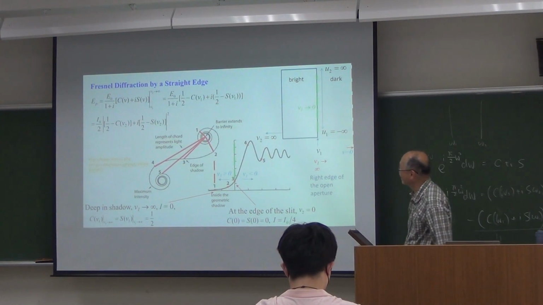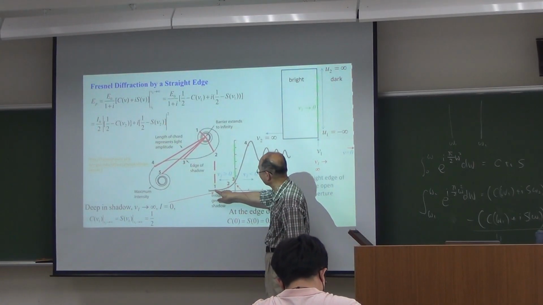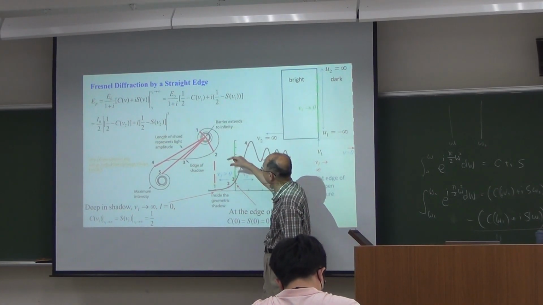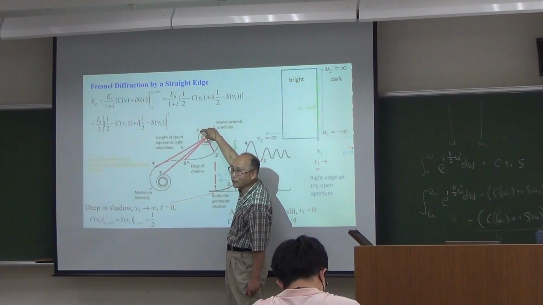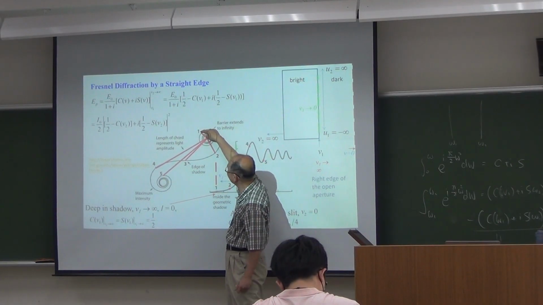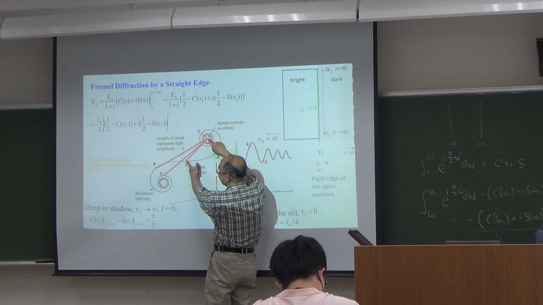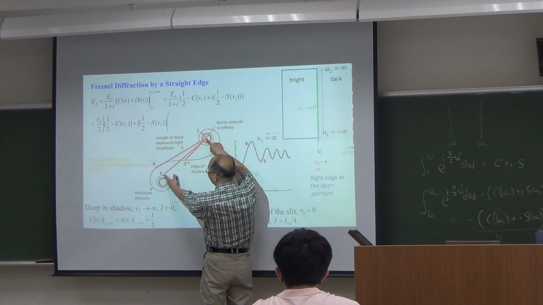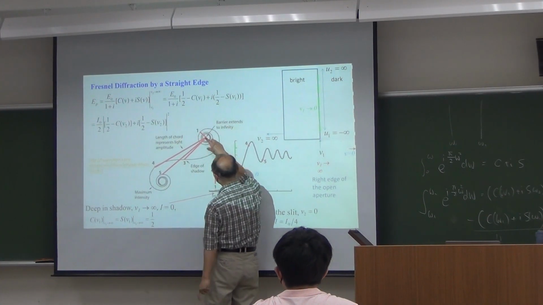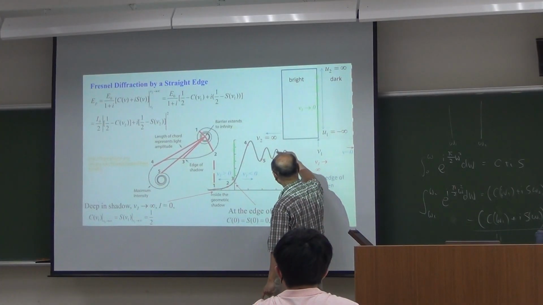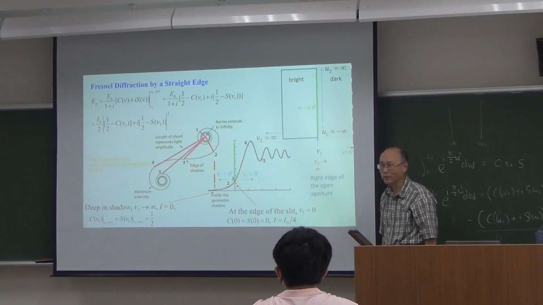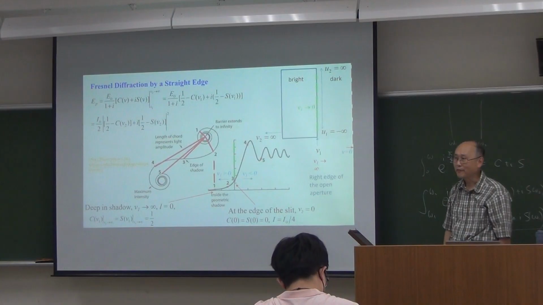Okay, so in the end, we construct this 1, 2, 3, 4, 5. The intensity for 1 is this big. Intensity for 2 is this big. Intensity for 3 is this big. Intensity for 4, 5. So you end up constructing this oscillatory curve for the knife edge diffraction.